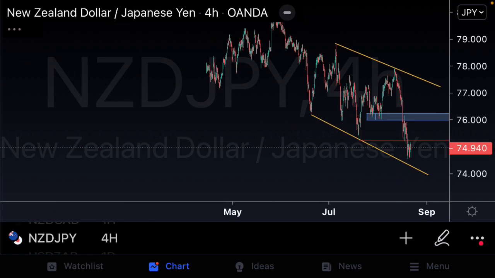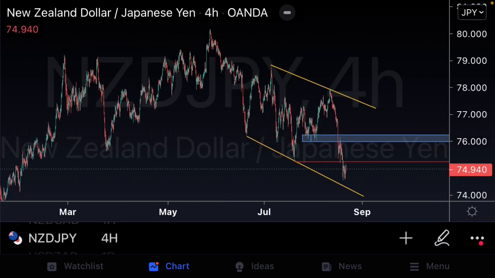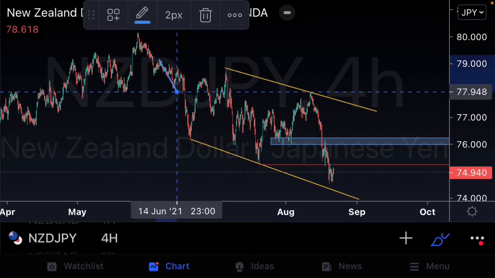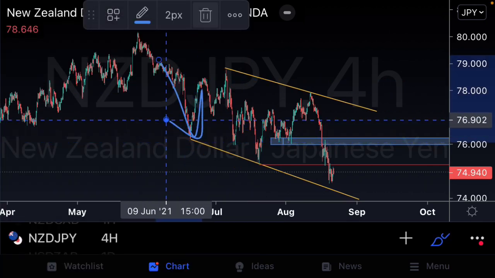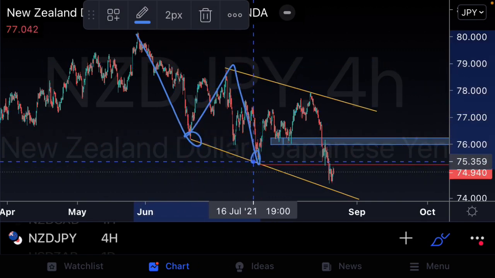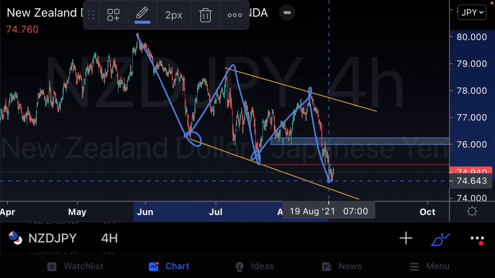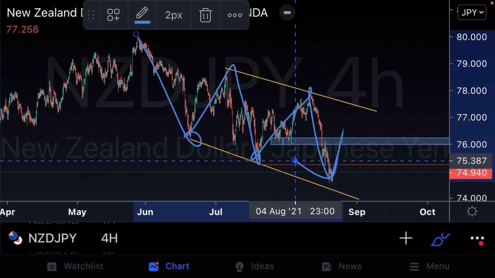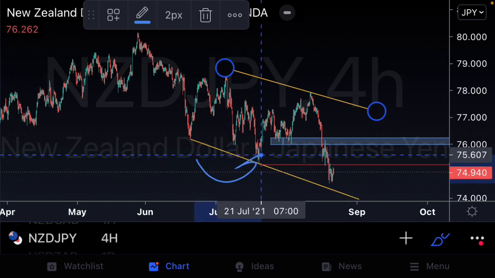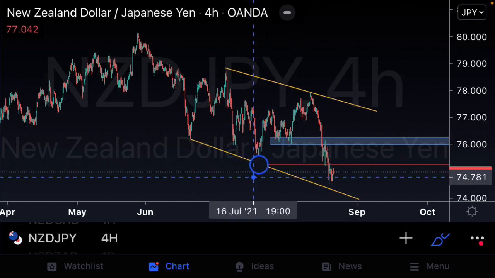So on the 4-hour, guys, what we have here on New Zealand dollar JPY is a market that has been in some sort of a downtrend. We see prices are moving to the downside. Looking at major structure, we have support, resistance, new support, new resistance, and a new lower low. Yes, we can confirm this as a swing high because we have a new lower low that came lower than that previous low there. So that is the current major structure that we have here on New Zealand dollar JPY.